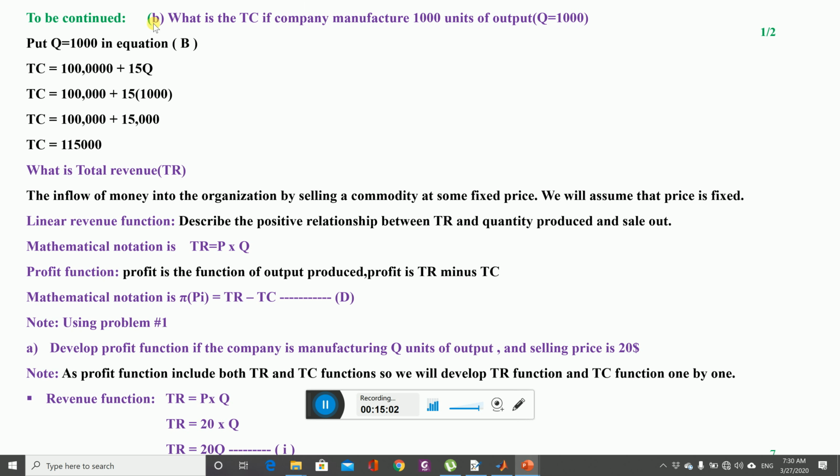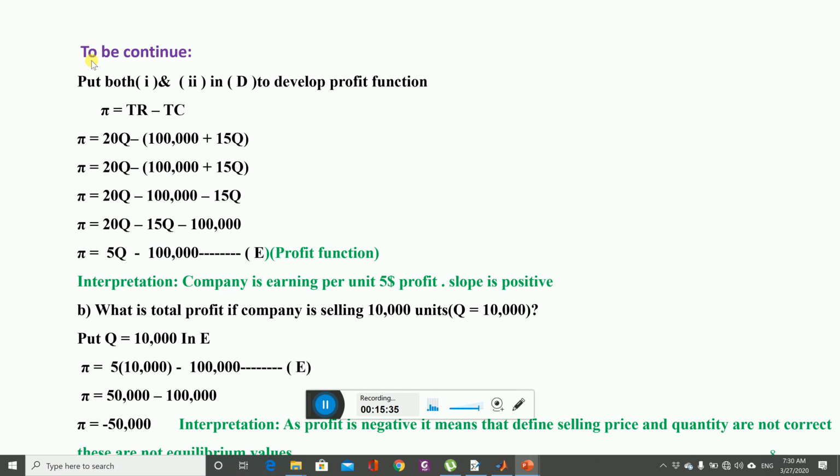Now the second part of this problem is this: what is the total cost if the company is manufacturing 1000 units of output, the quantity produced being 1000? So simply how we can solve, we will simply substitute the number of units produced, 1000, in the total cost function. Put Q equal to 1000 in the function B. This is not an equation, this is a function. Total cost is 1 lakh plus 15Q.